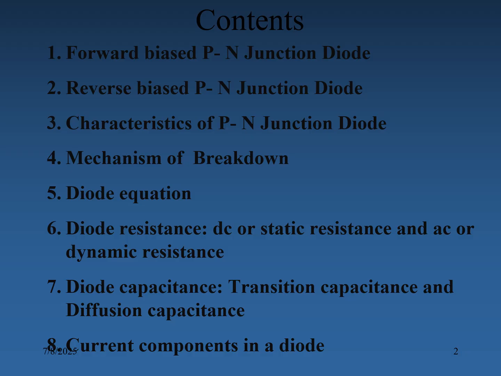In this class, we will see the forward bias and reverse bias PN junction diode and its VI characteristics, the voltage and current characteristics of the PN junction diode, and the breakdown mechanism in reverse bias, the diode equation, diode resistance, DC and AC diode resistance, and diode capacitance, transition capacitance and diffusion capacitance. In the end, we will see the current components in the diode.